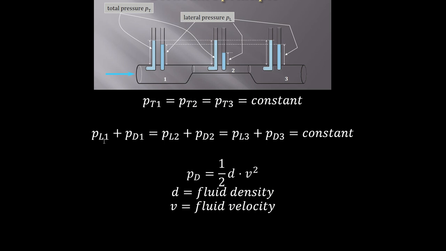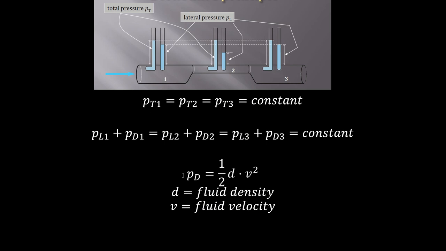Now, the P total 1 is just the lateral pressure in 1 plus the dynamic pressure in 1. P total 2 is just the lateral pressure in 2 plus the dynamic pressure in 2. And then the total pressure in 3 is just its lateral and dynamic pressures added together. And those are going to all equal each other to be some constant.